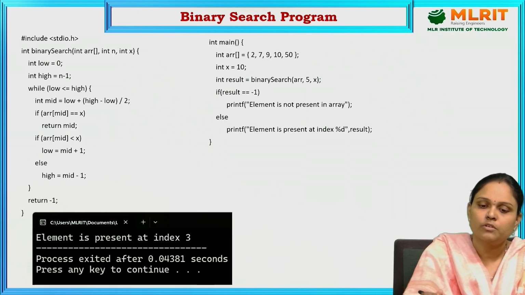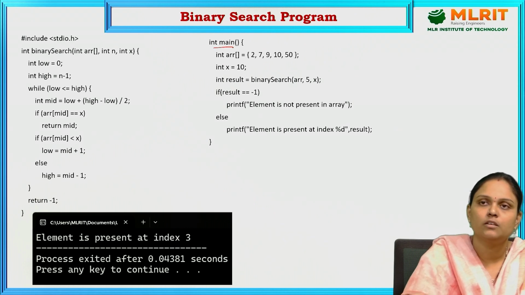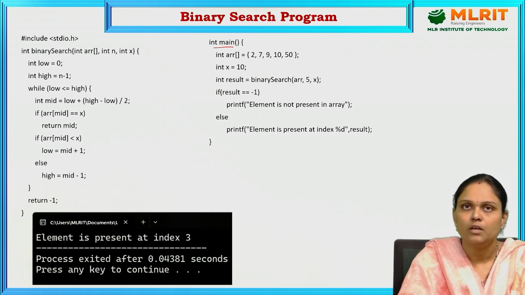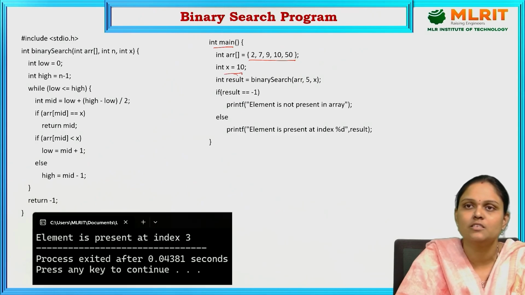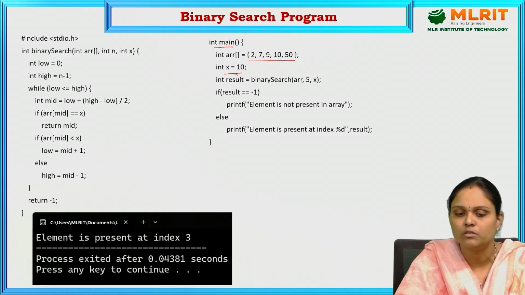Here also the compiler starts execution from the main function. This is the array: 2, 7, 9, 10, 9, 50. Here we are taking x equals 10, which is nothing but the element which you want to search.